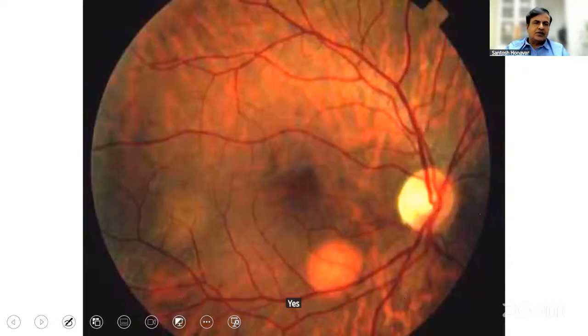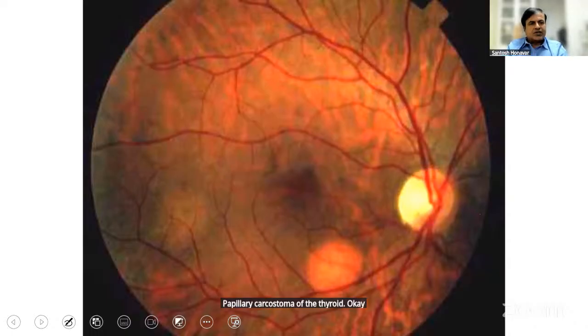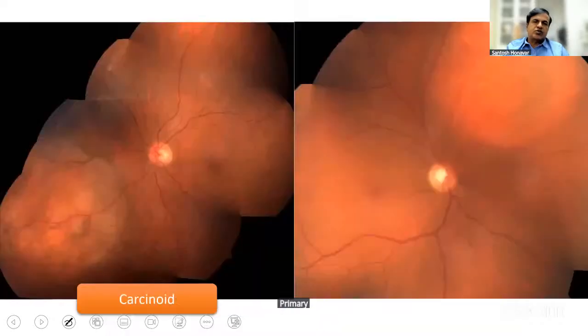Where is the primary? It looks more orangish yellow. From renal? Okay. If not renal cell carcinoma, then carcinoid, then papillary carcinoma of the thyroid. Right? These are some of the primary tumors which cause an orange colored metastasis.